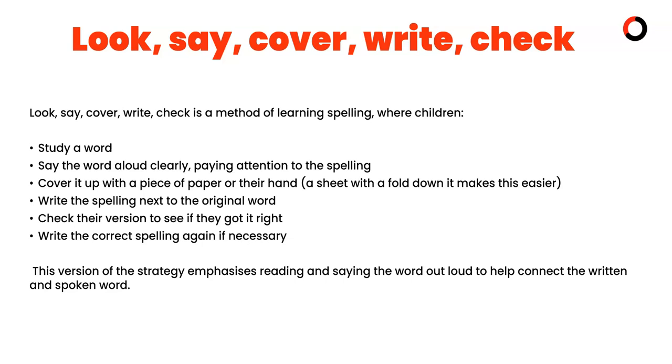So the intervention is look, say, cover, write, check as a method of spelling where children study a word, say the word aloud clearly, pay attention to the spelling, cover it up with a piece of paper or their hand, write the spelling next to the original word, check their version to see if they got it right, and write the correct spelling again if necessary. This version of the strategy emphasizes reading and saying the word aloud to help connect the written and spoken word.